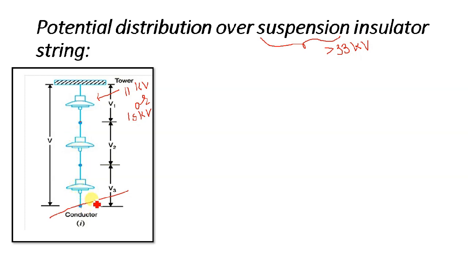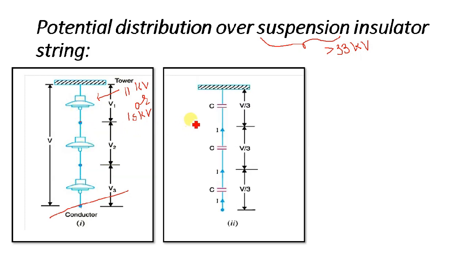Due to this metal ring, the insulators behave like capacitors. This disc behaves like a capacitor, this disc also behaves like a capacitor, and this also behaves like a capacitor. So three capacitors are connected in series. It will look something like this.